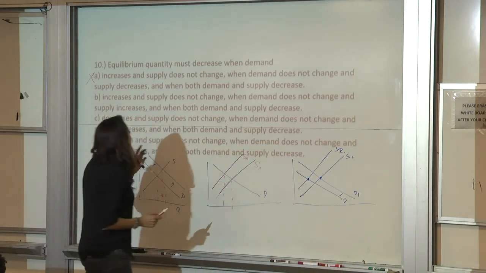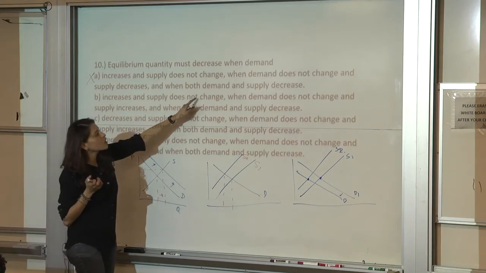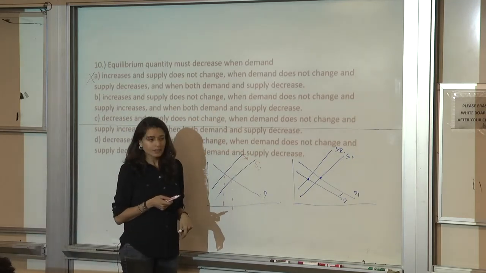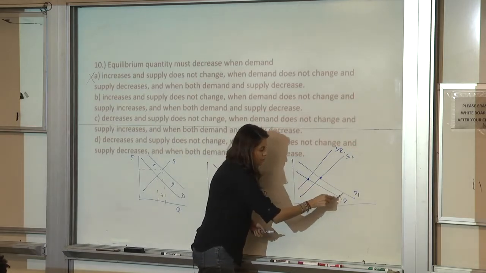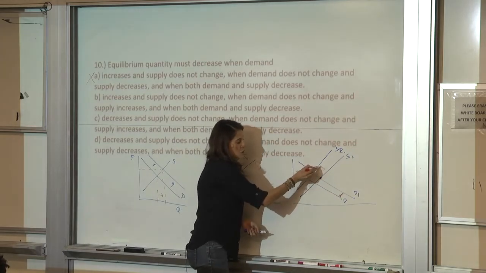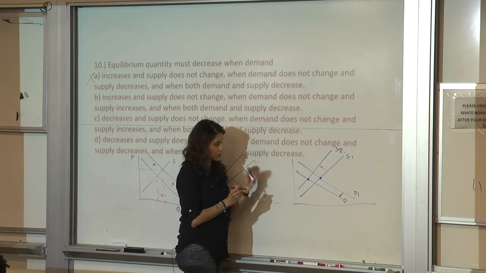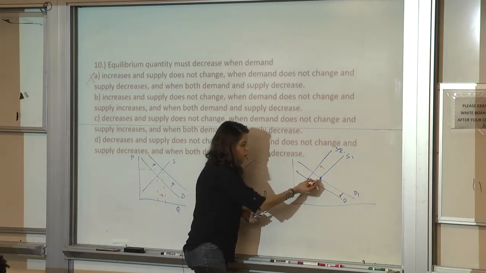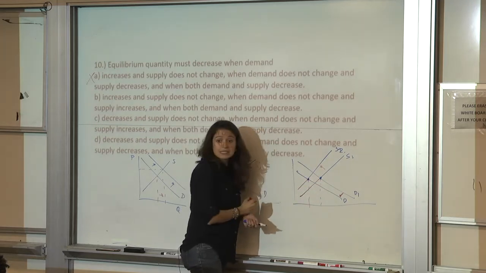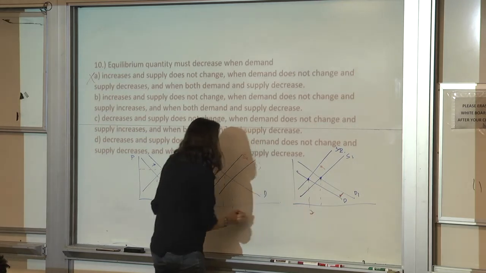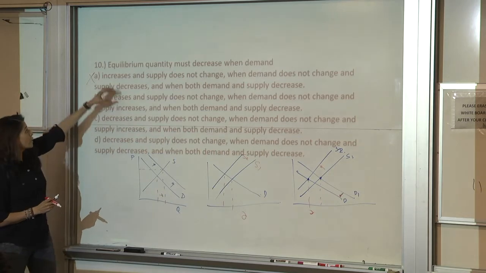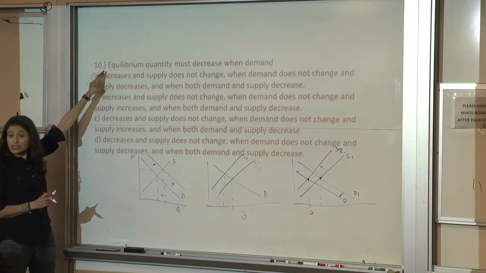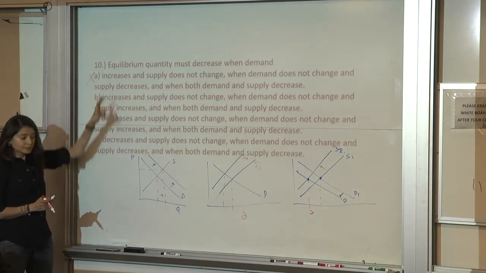Okay. And the other one is when both demand and supply decrease. Demand decreases, goes down here. Supply decreases, goes like this, okay? Shifts to the left. So quantity decreases, okay? In both of these cases, yes, quantity decreases, but in this one, not. And all of them are in the same sentence, so that's not the case, okay?